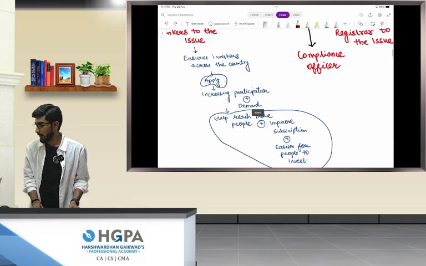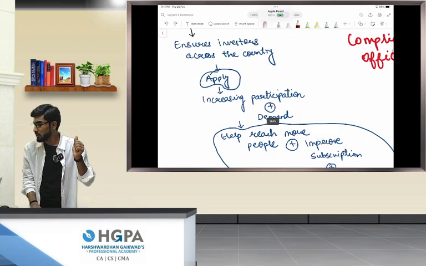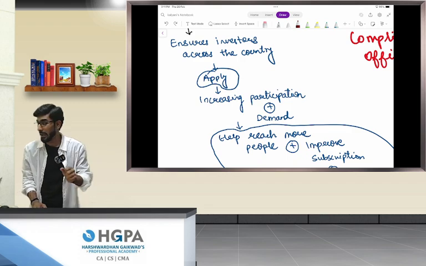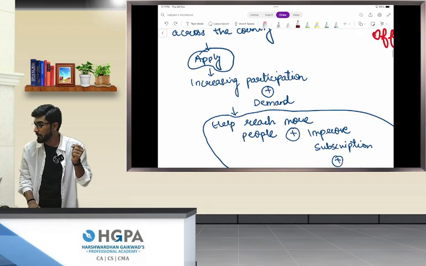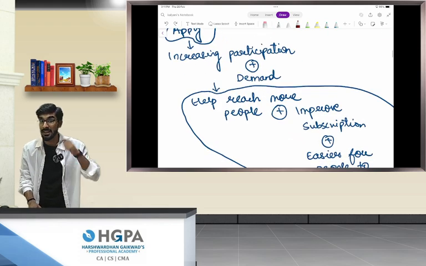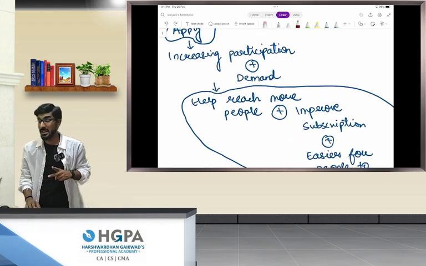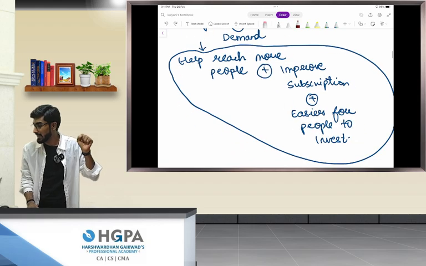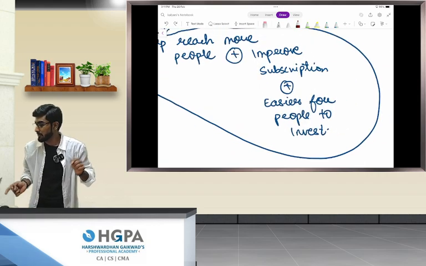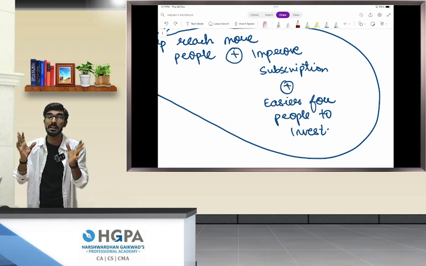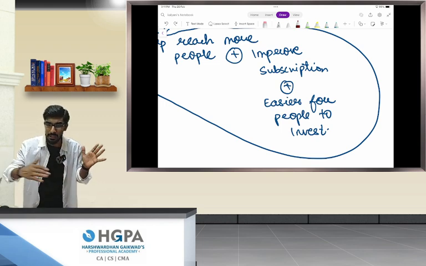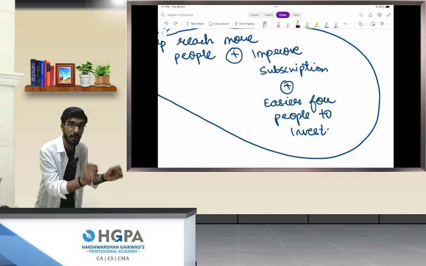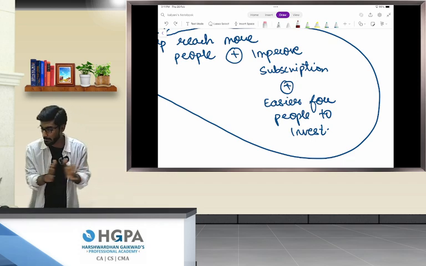Clear? Again, bankers to the issue ensure that investors across the country are able to apply for an IPO. Their duty is to increase the participation of people plus increase the demand. At the same time, they ensure that the subscription is also increased and it is easier for people to invest. There is no difficulty for people to subscribe for shares of Lenskart. Clear?